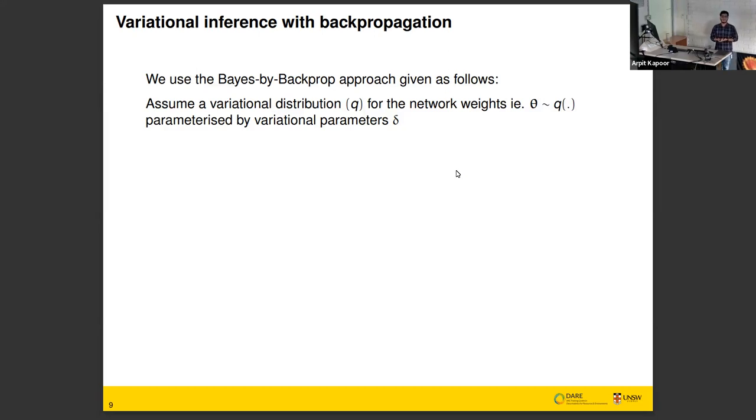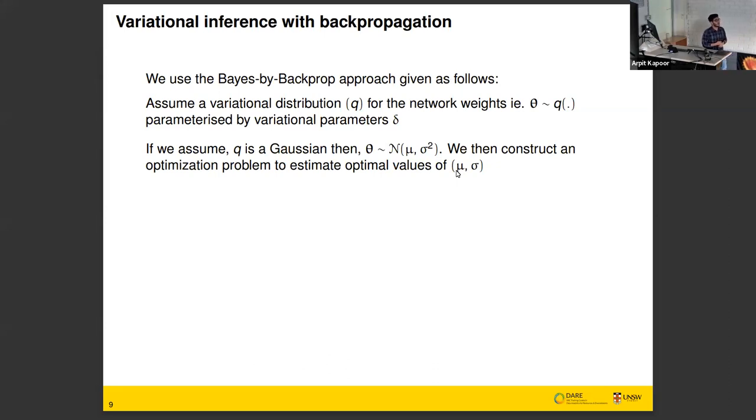So now I'll just go over the variational inference approach that we take to train these models. We are using something called the Bayes by backprop approach, which was introduced in 2015 by a group at Google. This approach is a reparameterization variational inference approach for standard neural network architectures, right? We start by assuming our variational distribution, which is given by Q over here. And we assume that the neural network parameters theta are drawn from this variational distribution Q, which is parameterized by parameters delta. The parameters delta are also referred to as the variational parameters that we want to learn, right? So here's just an example.